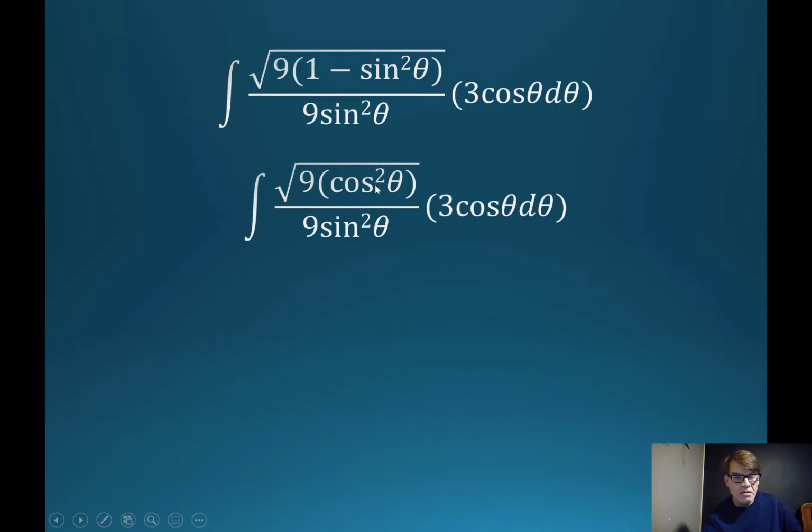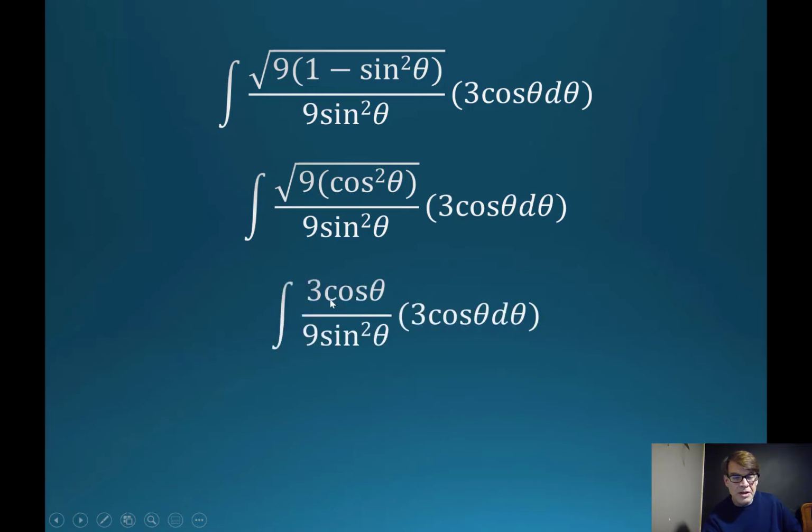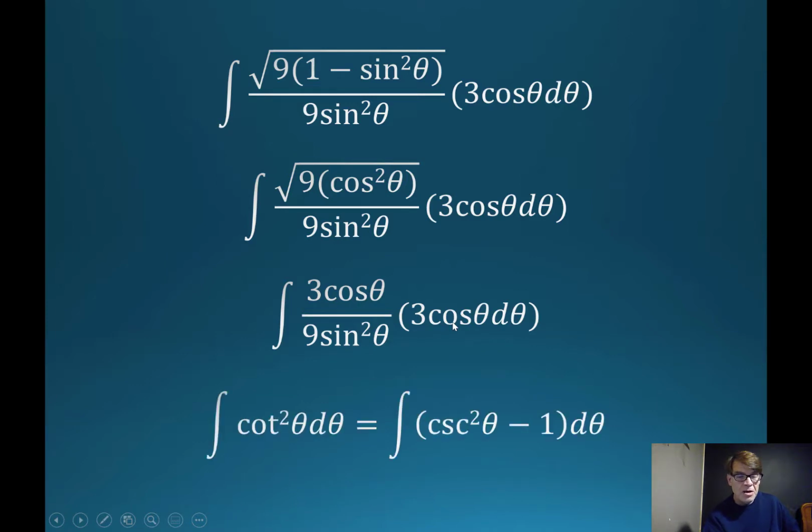Okay, so let's go ahead and take the square root of that. It's going to be 3 cosine of theta, right? Now we're going to multiply cosine of theta times cosine of theta, and what we're going to get is, first of all, 3 times 3 is 9, so the 9s will cancel out.